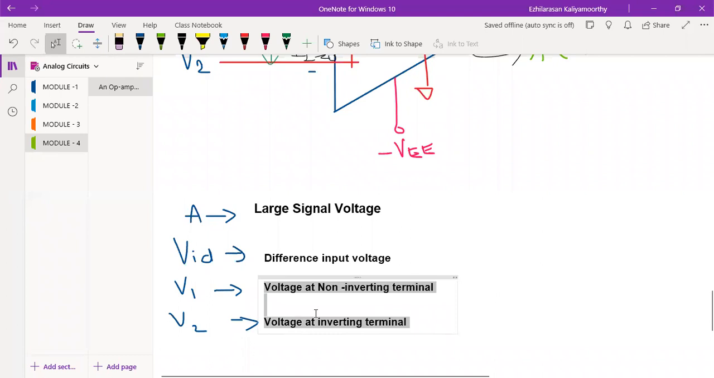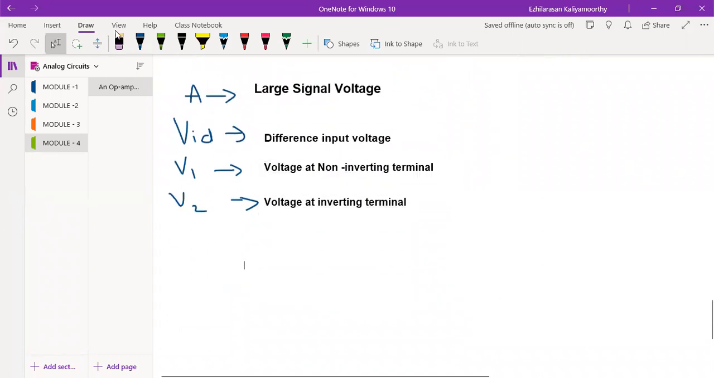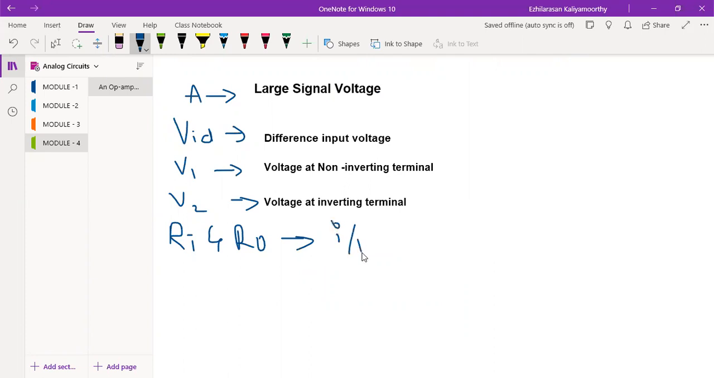So these are the terms we need to say. Then the next term is nothing but what? That is Ri and R naught. Ri and R naught are nothing but the input and output impedance.